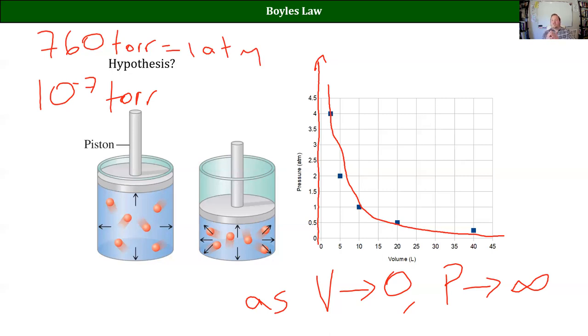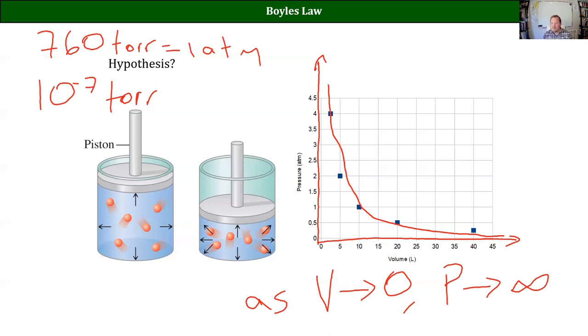So even when you expand the size of our box to the size of the entire universe, you can't get down to zero pressure. So basically, we have two asymptotes, which means this looks like a function that we've seen in algebra. If you remember parent functions and all the different functions, this looks a lot like a 1 over x graph, right? Y equals 1 over x.